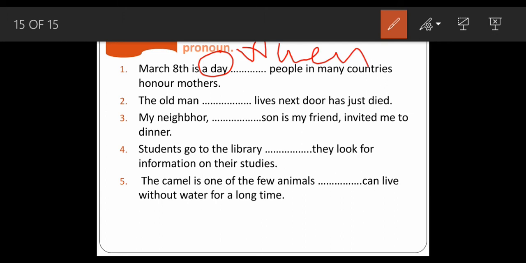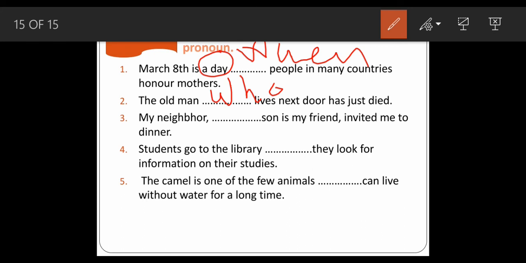Number 2, the old man lives next door has just died. So the old man is a person. So we have to use who. So the old man who lives next door has just died.